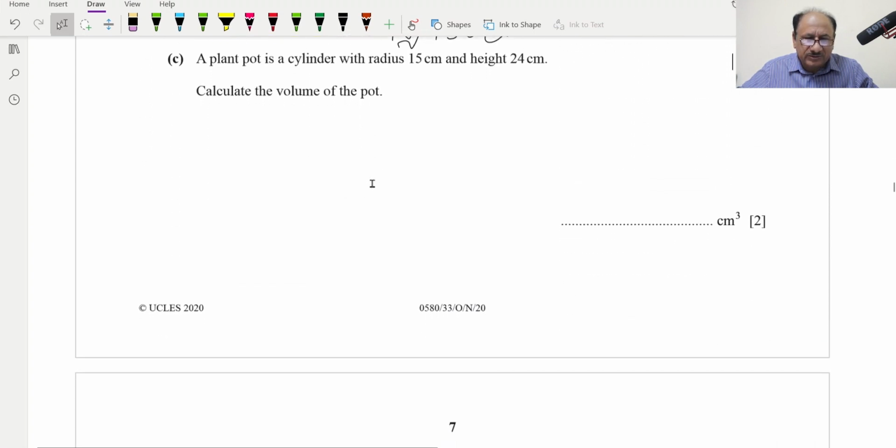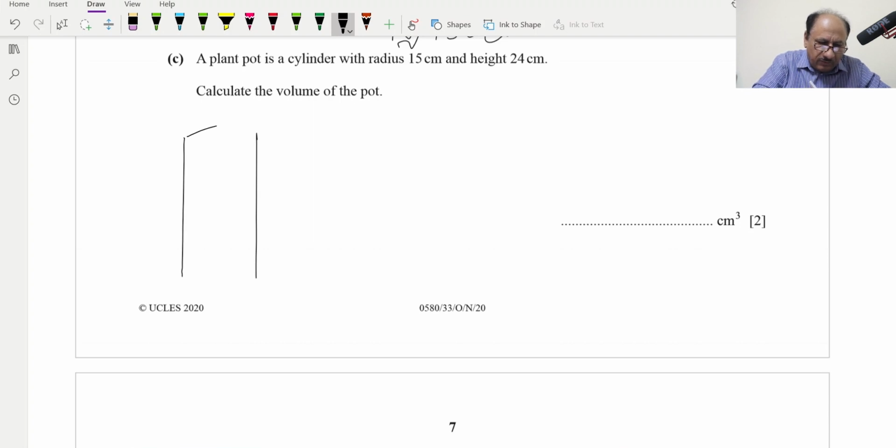A plant pot is a cylinder with radius 15 centimeters and height 24 centimeters. So if we try to understand this question, this is like a rough drawing of the cylinder. The height of the cylinder is 24, whereas the radius is this much and the radius is 15. We have to calculate the volume basically.